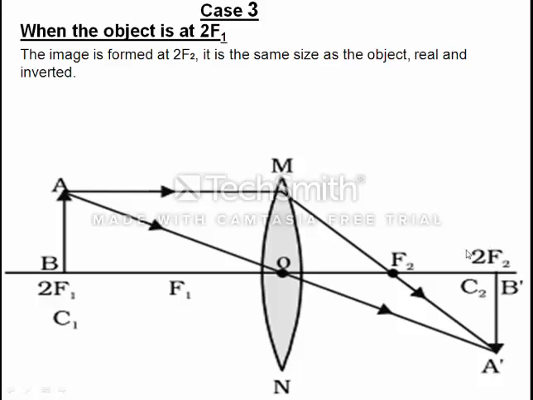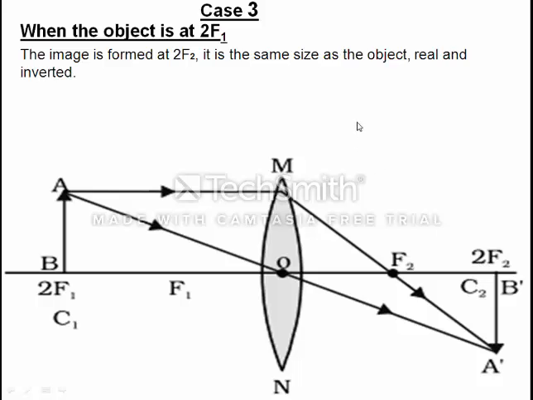So what is the position of the image? The image is forming at 2f2. Where is the object? The object is at 2f1 and the image is formed at 2f2. Now the two refracted rays are actually meeting at a point. That's why the image is real, and a real image is always inverted. So the image nature is real and inverted. And what is the size? The image size is the same as the object size.